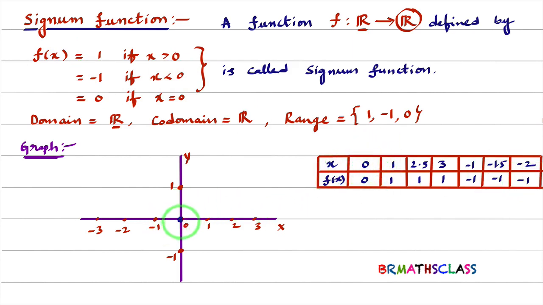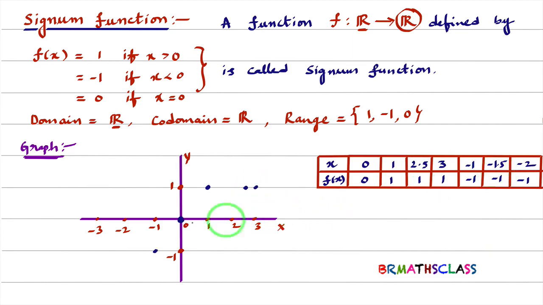Where is the point 0, 0? This is the point 0, 0. Where is the point 1, 1? See here, this is the point 1, 1. Where is the point 2.5, 1? Look here, 2.5, 1. Where is the point 3, 1? You will get 3, 1 here.